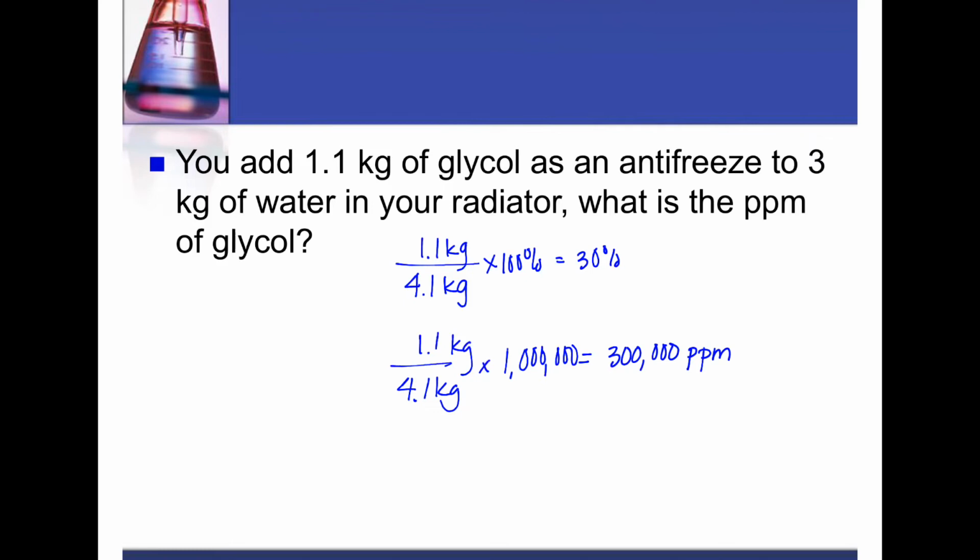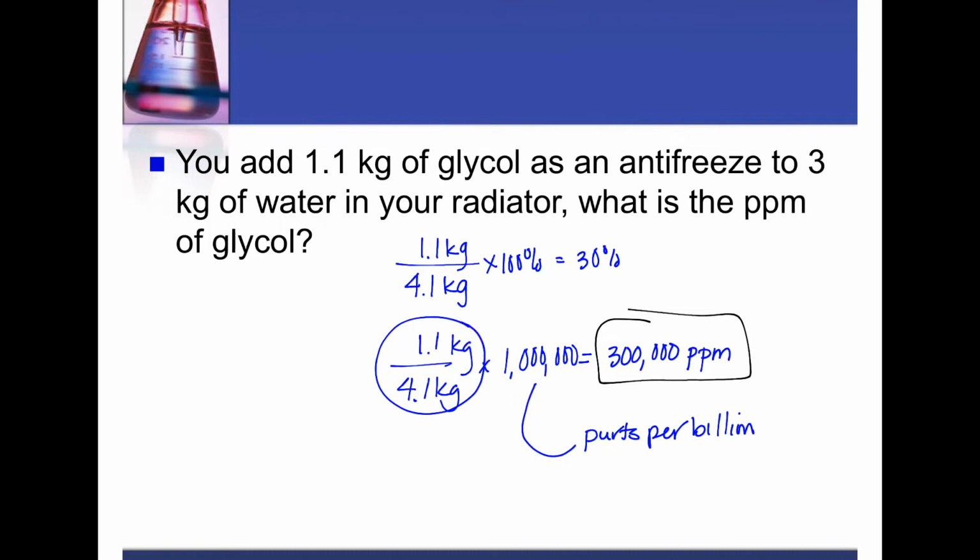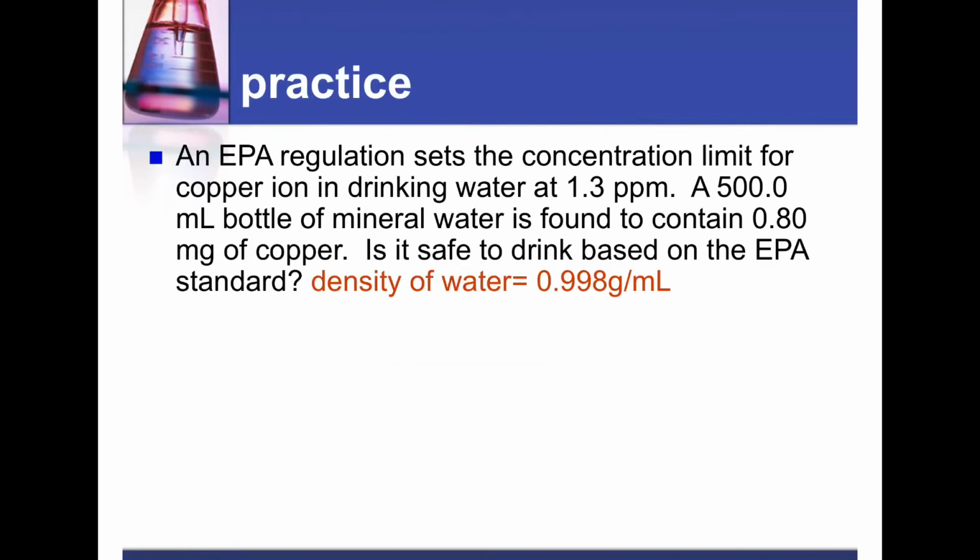You could also do this calculation. So this was our answer. But if the question asked for parts per billion, we would just multiply our solute divided by our solution. We would multiply it by 1 billion here. So that's what we would put there if it were parts per billion.